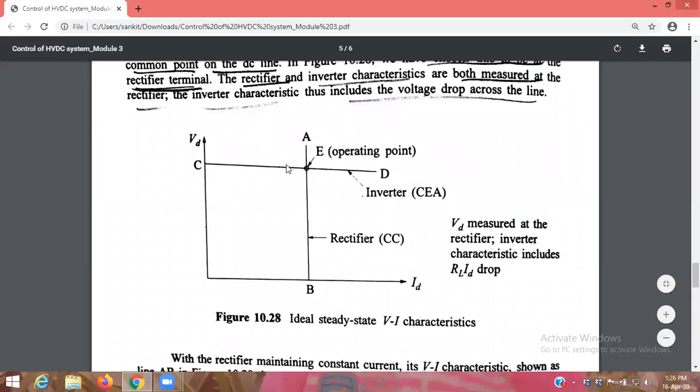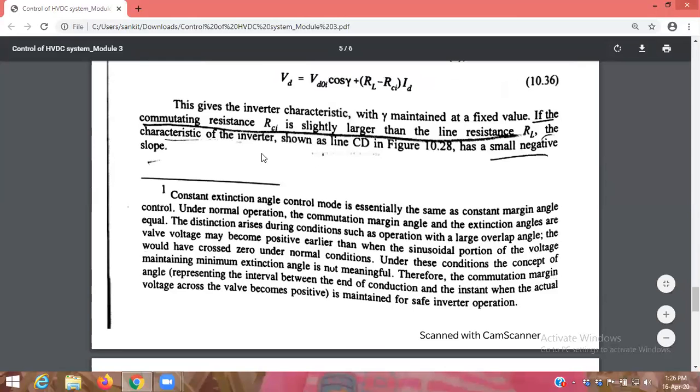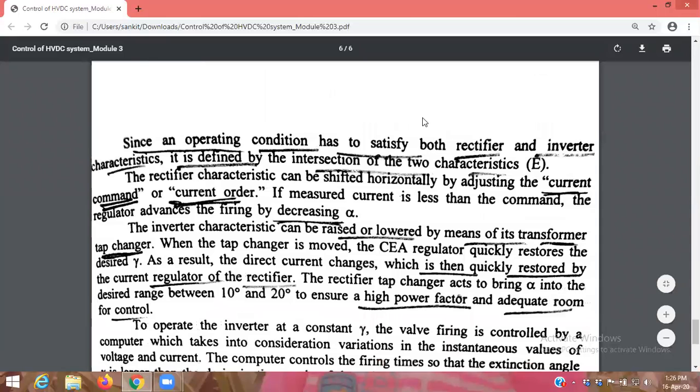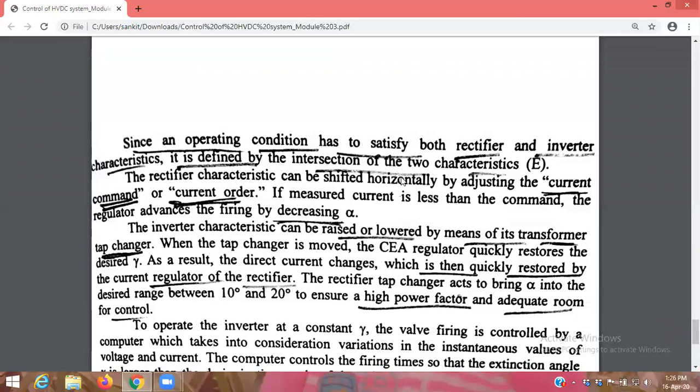At this point, these two characteristics match, crossing each other, and this will be called the operating point. Okay. Since the operating condition is satisfied by both rectifier and inverter characteristics, it is defined as the intersection of the characteristics, as I have told. Now, the rectifier characteristics can be shifted horizontally by the current command or current order. Inverter characteristics can be raised or lowered by means of the transformer tap change.